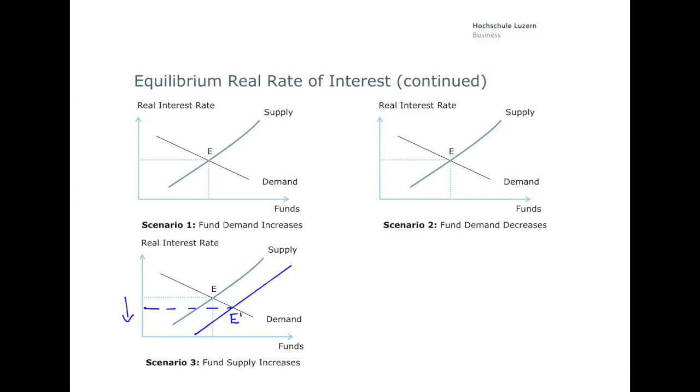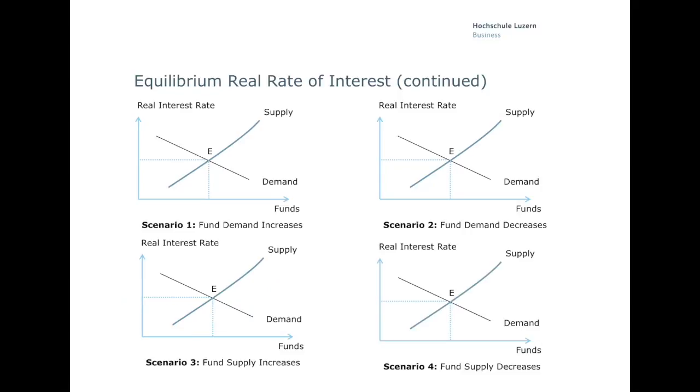And now, in the last scenario, fund supply decreases because of the Fed's contractionary monetary policy. So the supply curve shifts to the left, resulting in a new equilibrium at a higher real rate of interest level. As you now see, the real rate can be affected by governmental and monetary policies.